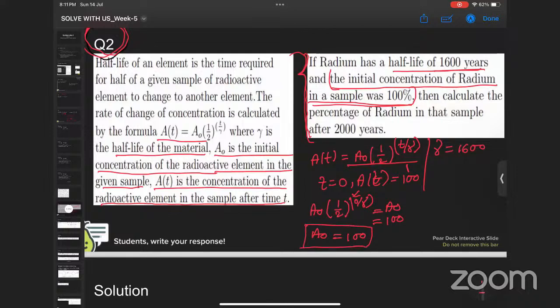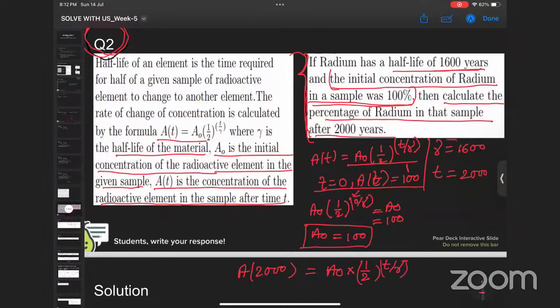Now, what is our question? Calculate the percentage of radium in that sample after 2000 years. So when time equals 0, we got the value of the function, and we have to calculate the value when t equals 2000, right? So what will be the answer? A of 2000 equals A naught into half to the power T by gamma.